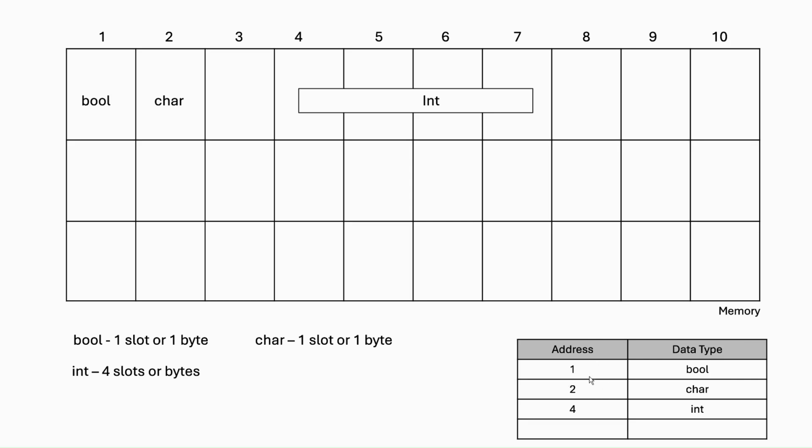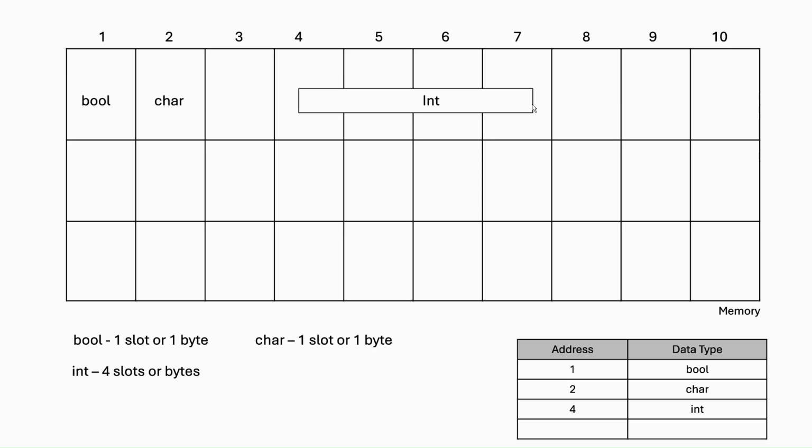For address one, it keeps the data type as Boolean. So it knows that the first address only takes the first byte, because Boolean only takes 1 byte. A character is also 1 byte, so we can address it in a similar way, right? In the same way, when an integer comes, which takes 4 bytes, we can use a similar kind of register. We store the integer in 4, 5, 6, and 7.